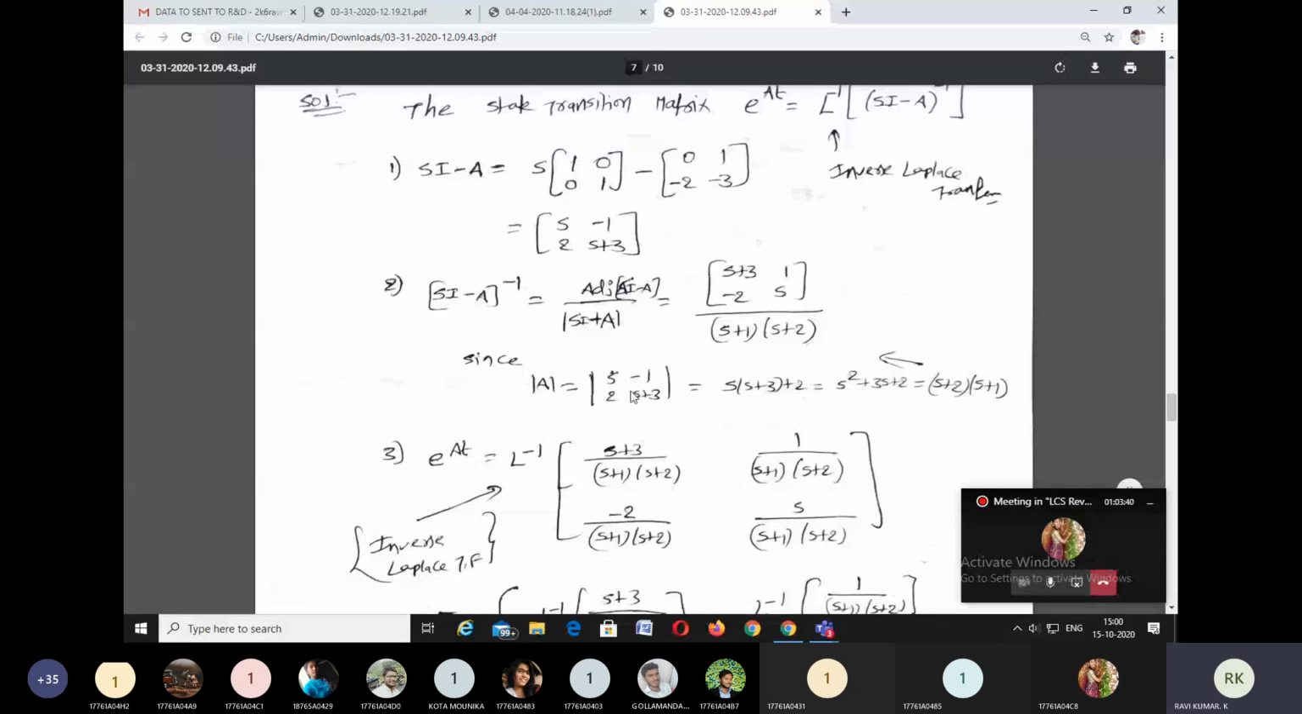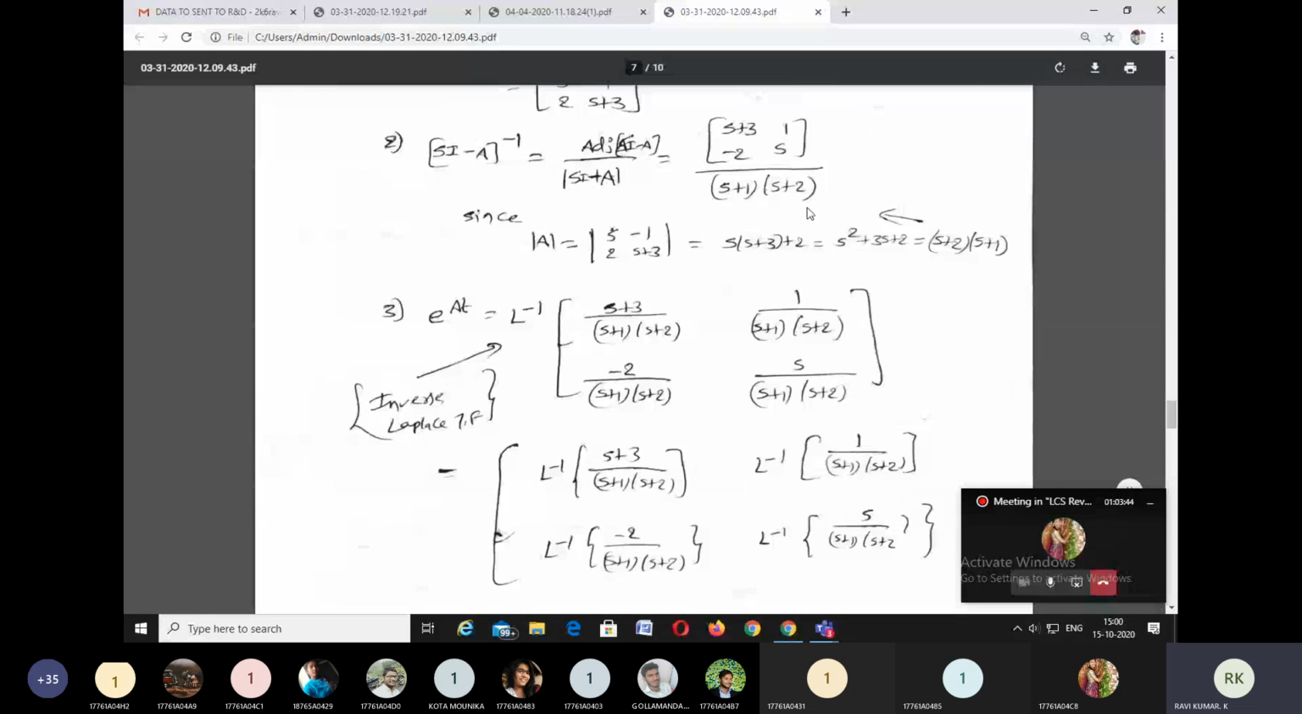It is nothing but AD minus BC, right? So it is (s + 2) into (s + 1) that we will get here. Now distribute this term to all the elements here. So now we have to apply the Laplace inverse to this term, Laplace inverse to this term. So right, now how do we simplify the Laplace inverse of this one?